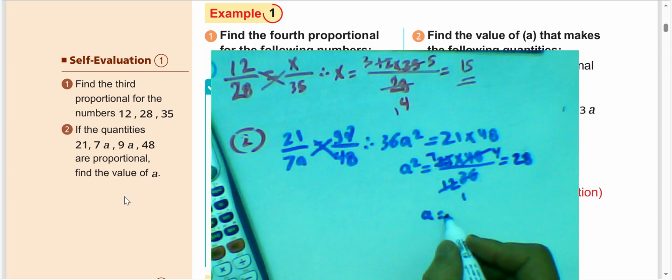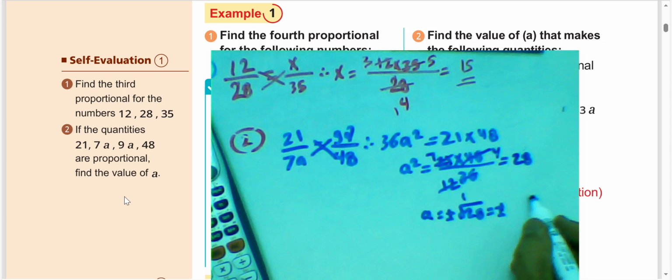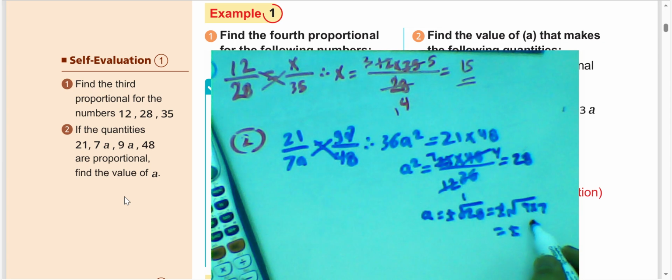Now we can find the value of A here. A will equal positive or negative the square root of 28. We know 28 equals 4 times 7, and the result will be positive or negative 2 square root of 7. Okay, this is the value of A.